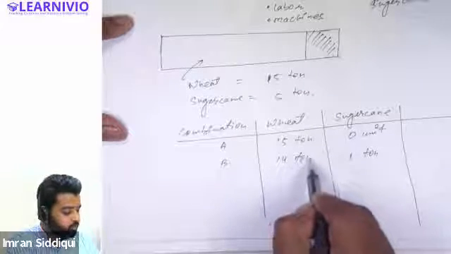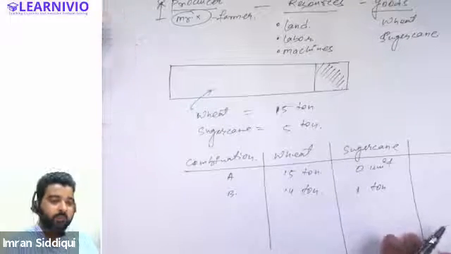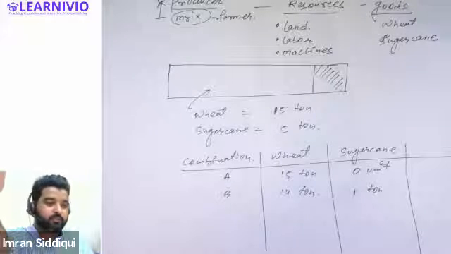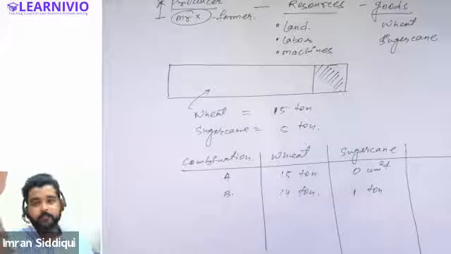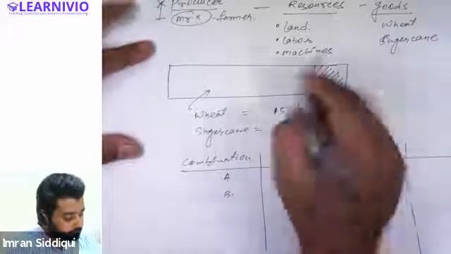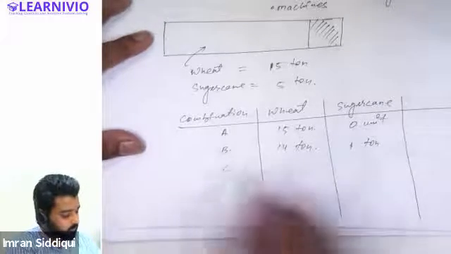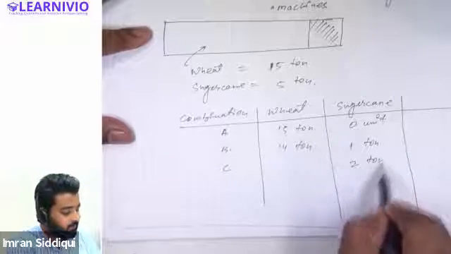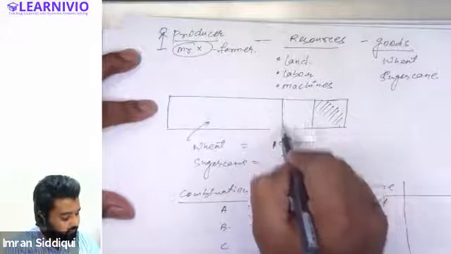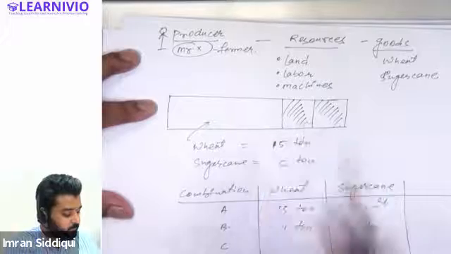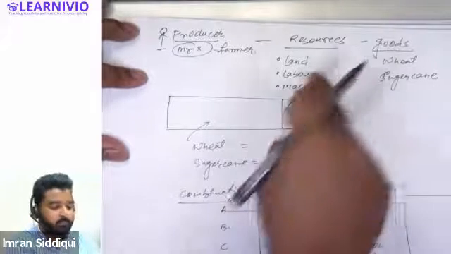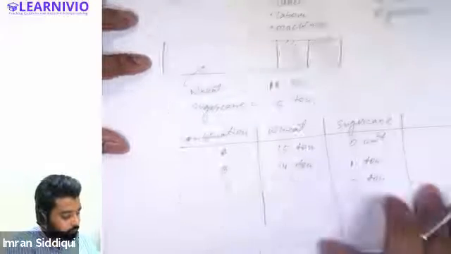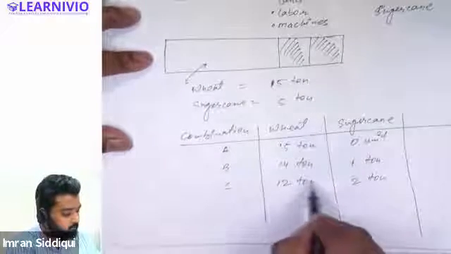Production of wheat goes to 14 tons. You know why? Because now the producer has fewer resources available for the production of wheat. So if you want to increase the production of sugarcane by 1 more ton, then less land will be available for the production of wheat. Fewer laborers will be available for wheat. Fewer machines will be available for wheat. Now he will be able to produce a smaller quantity of wheat.